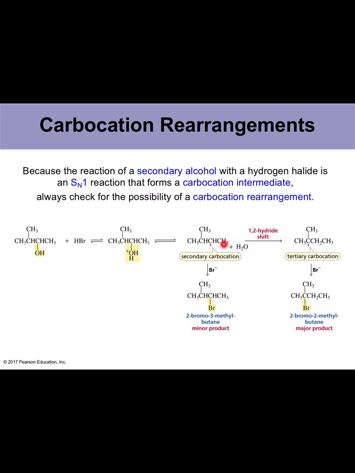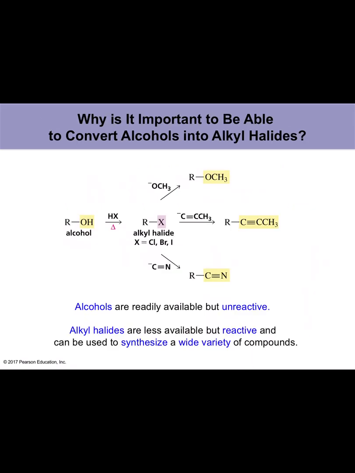Now there are two instances. We have a secondary carbocation, we have a tertiary carbocation. If the bromide adds onto the secondary carbocation, we're going to get 2-bromo-3-methyl-butane. If the bromide attacks the tertiary carbocation, we get 2-bromo-2-methyl-butane. So that is the major product compared to the secondary carbocation product. Okay, so there is a rearrangement of the carbocation making a tertiary carbocation by way of a 1,2 hydride shift, and that was the main product.